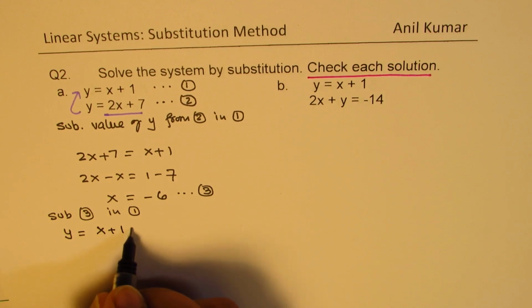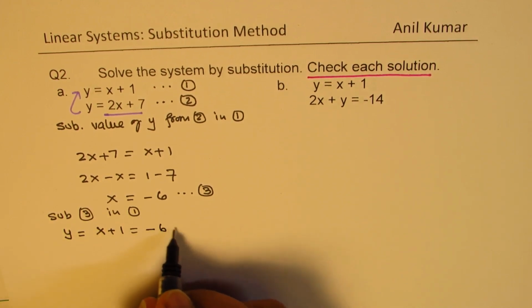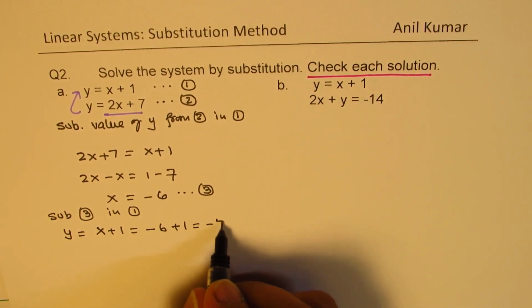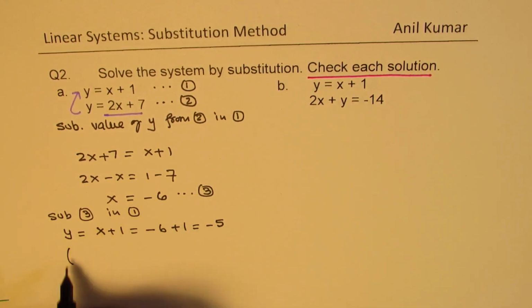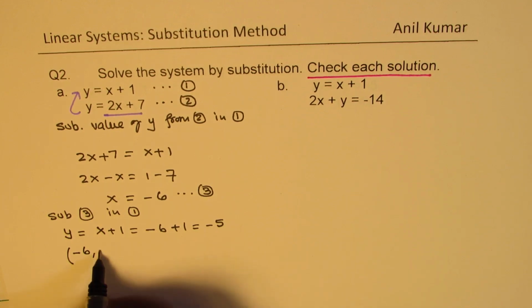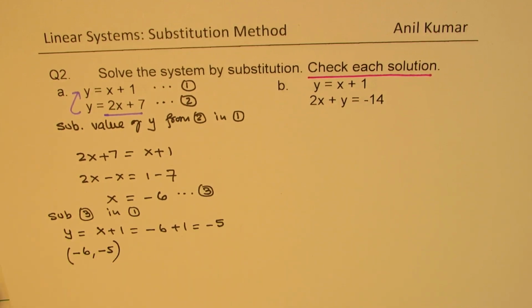x plus 1. Now we're substituting minus 6 here for x in x plus 1. So we get the value minus 5. And therefore, we get our point, which is x is minus 6 and y is minus 5. Is that clear to you? Correct? So that is our step to find the solution.